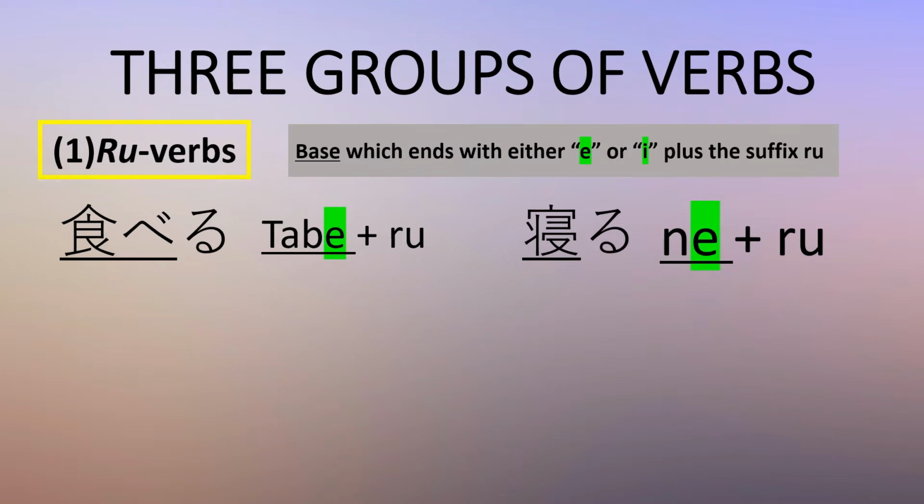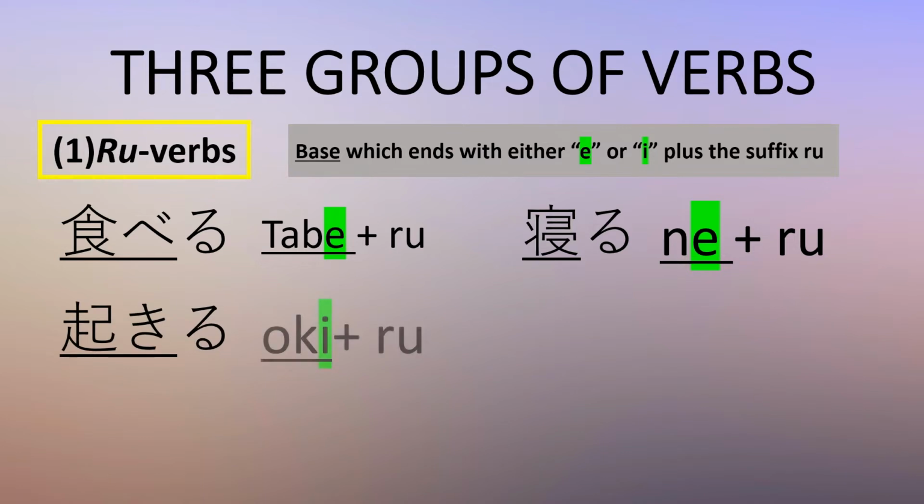Here we have neru, to sleep. As you can see in neru, the base is ne, plus the suffix ru. So if you remove ru, you can conjugate it. You will leave only the base ne. Here, as you can see, the base ends with the vowel E.